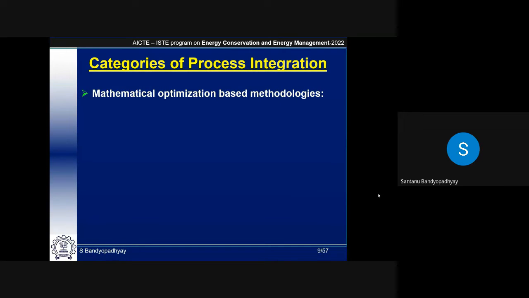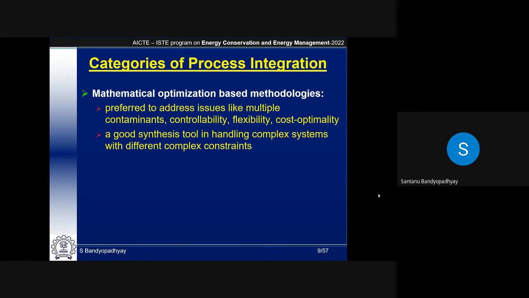So let's look at the difference between these two techniques that we are going to talk about. One is the mathematical-based optimization technique, and I'm sure all of you are extremely familiar with it. This is a very good tool for taking very complex situations; wherever you can write down the equations, probably you can take them. You can take multiple contaminants in water kinds of problems. You can talk about controllability and flexibility. Extremely difficult economic situations can also be taken. It's a very good synthesis tool, especially for complex systems with complex constraints.